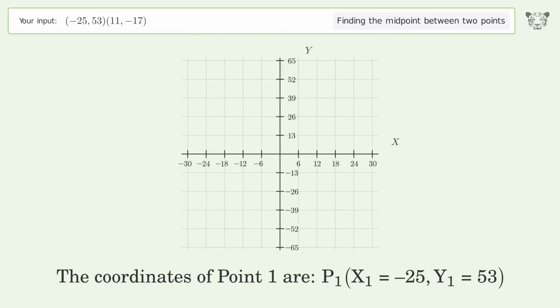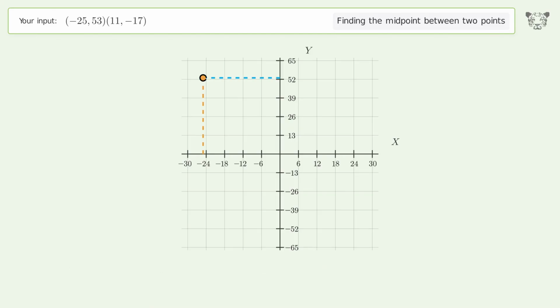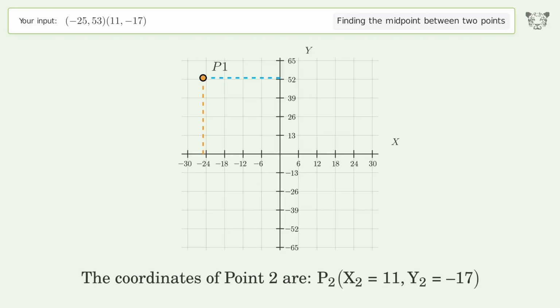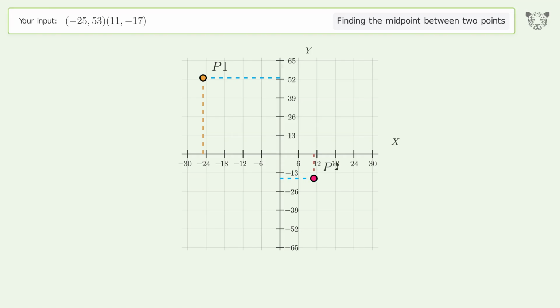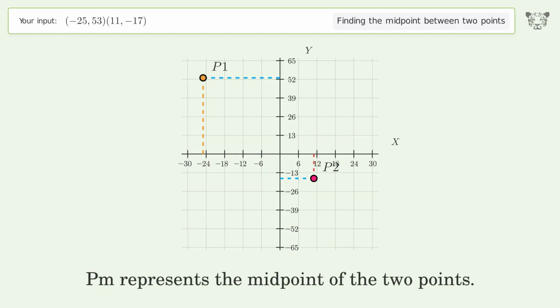The coordinates of point 1 are, x1 equals -25, y1 equals 53. The coordinates of point 2 are, x2 equals 11, y2 equals -17. PM represents the midpoint of the 2 points.